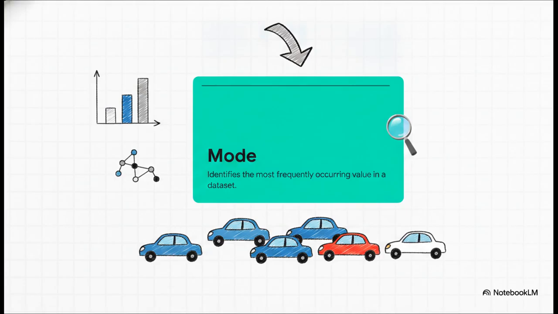While the mean calculates the mathematical average and the median finds the exact middle number, the mode simply identifies the value that shows up the most frequently. If you want to know the most popular car color on a dealership lot, you don't calculate an average, right? You look for the mode.